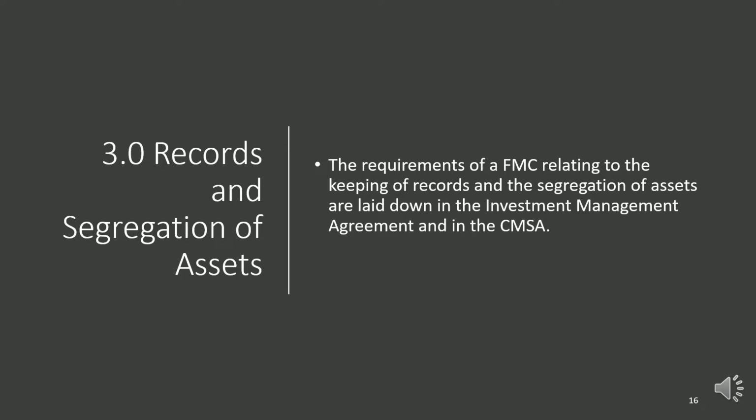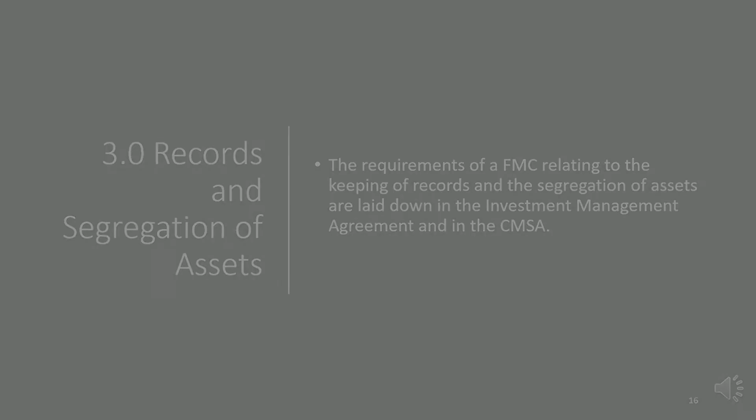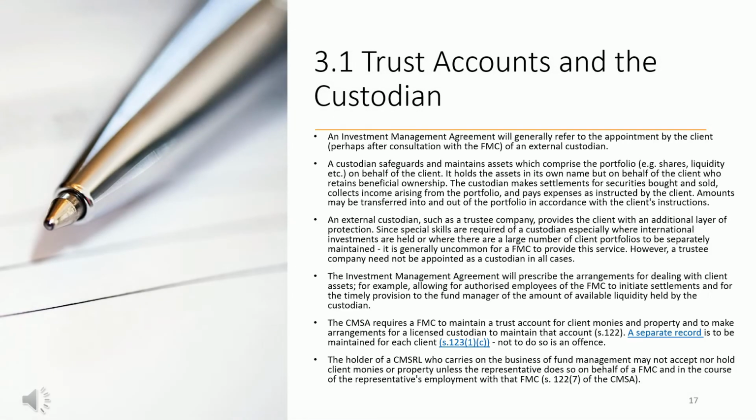The requirements of a FMC relating to the keeping of records and the segregation of assets are laid down in the Investment Management Agreement and in the CMSA. An investment management agreement will generally refer to the appointment by the client, perhaps after consultation with the FMC, of an external custodian. A custodian safeguards and maintains assets which comprise the portfolio, e.g., shares, liquidity, etc., on behalf of the client. It holds the assets in its own name but on behalf of the client who retains beneficial ownership.